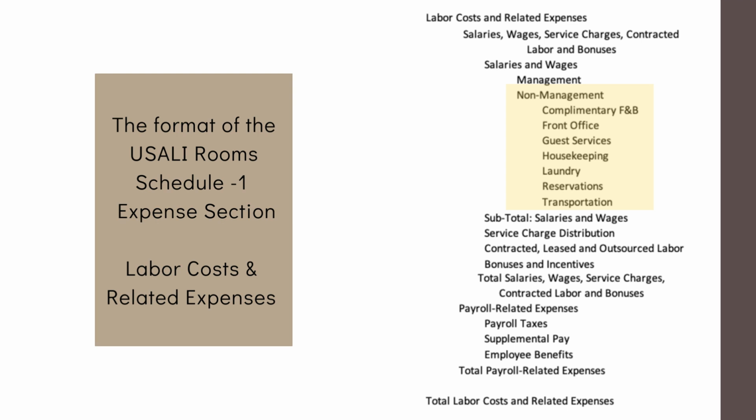Now, on to the second part of labor costs, payroll-related expenses. Here you will see 3 items that are standard across all departments: payroll taxes, supplemental pay, and employee benefits. When you add these up, you get the grand total known as total payroll-related expenses. It's like piecing together a puzzle to see how much is going into making things run smoothly behind the scenes.